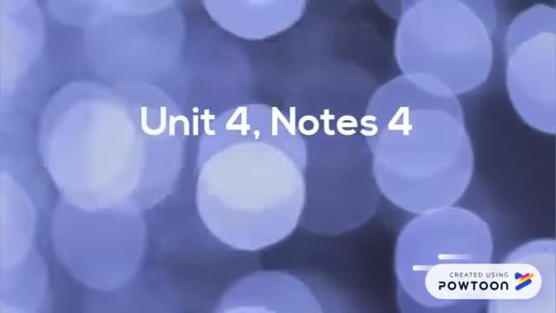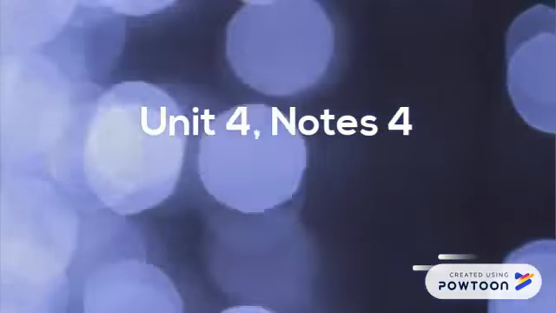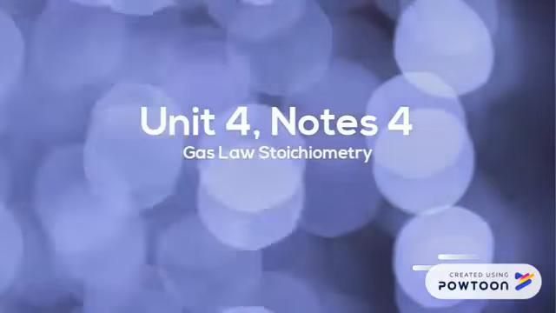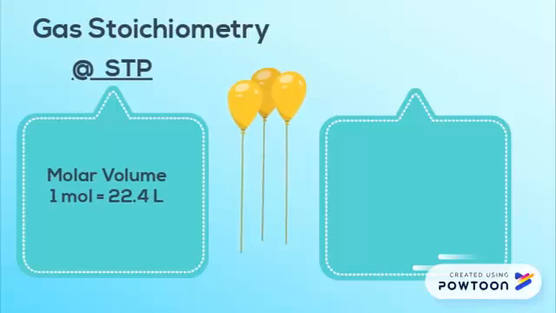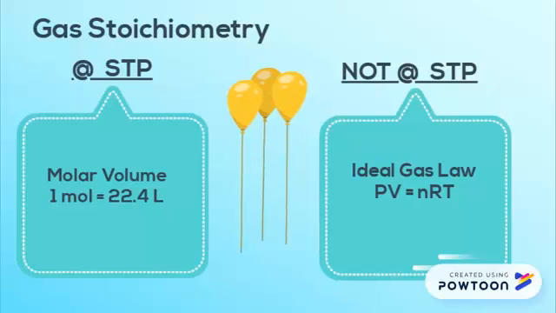Today's notes on Unit 4, Section 4, we're going to be discussing gas law stoichiometry. Gas law stoichiometry involves two different calculations. If we are at standard temperature and pressure, we can use our molar volume, 22.4 liters. If we're not at standard temperature and pressure, we need to use the ideal gas law, PV equals nRT.